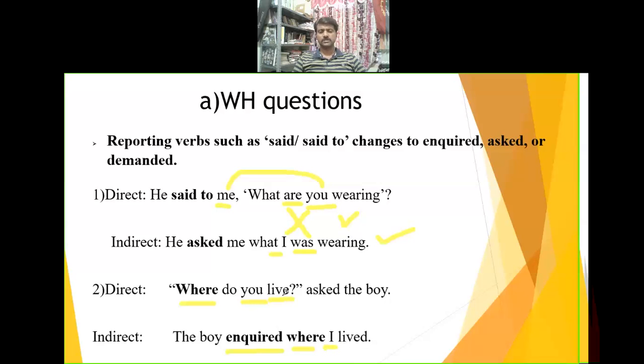Do you live means you have to change that main verb live into lived. So present into past. When there is a do form, you have to remove that one and change the present tense verb into past tense. Basic. This is simple present and this is simple past. Simple present you have to change to simple past. Live, lived. Remove the do form. That's it. Next example.